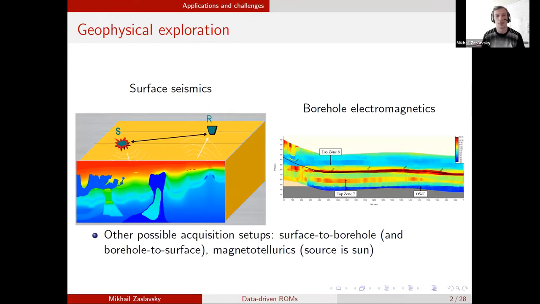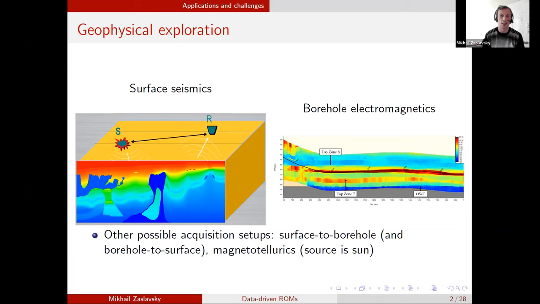The talk will be mostly about application to geophysical exploration, which is the main business of Schlumberger, the company I work for. So in geophysical exploration, we want to get some information regarding the formations below the Earth's surface. And that information can be obtained from the interpretation of measurements of different nature.